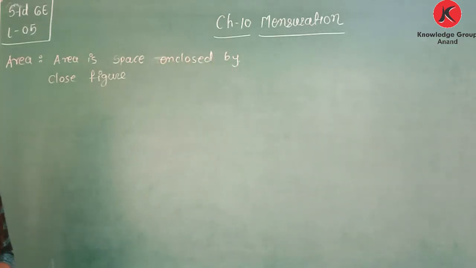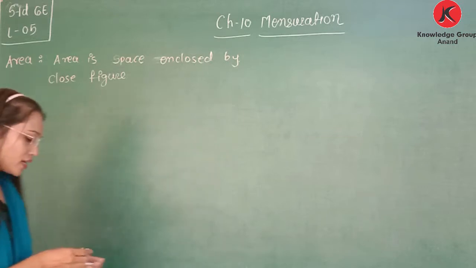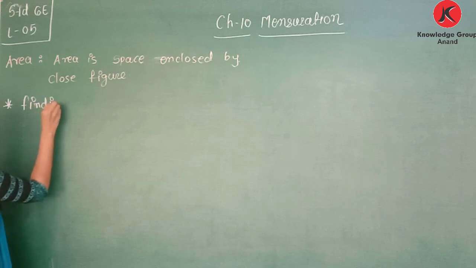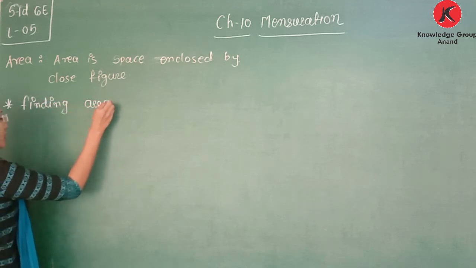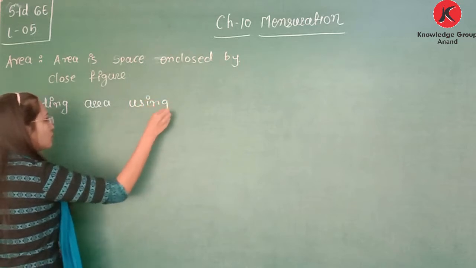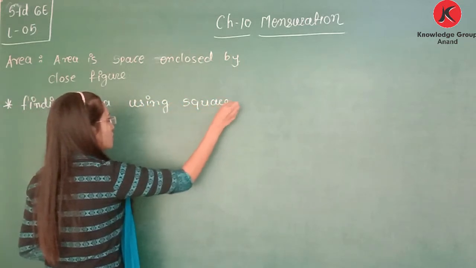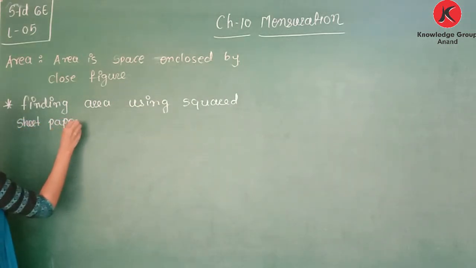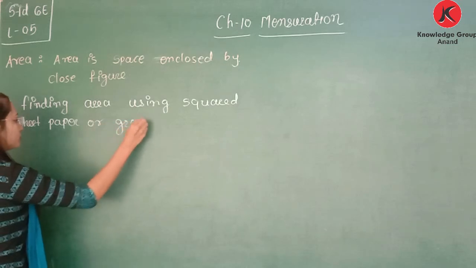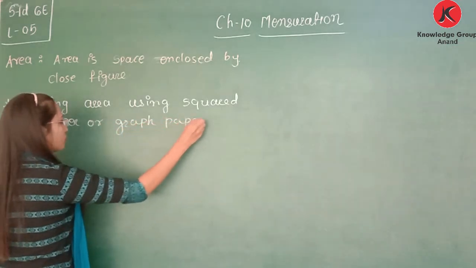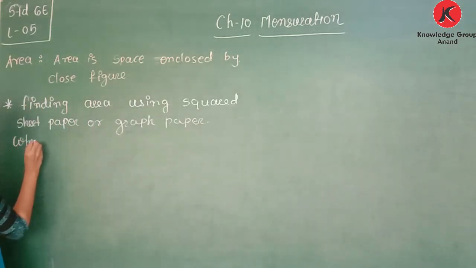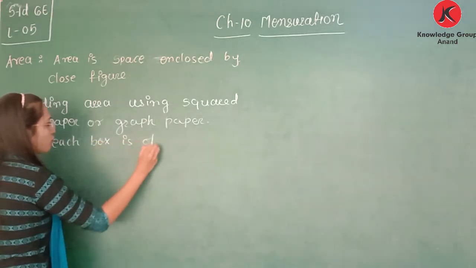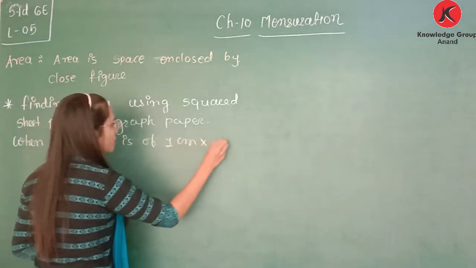Now, the first method is finding the area using square sheet paper. Now, what is a square sheet paper? Or you can say graph paper, where each box is of 1 centimeter by 1 centimeter.